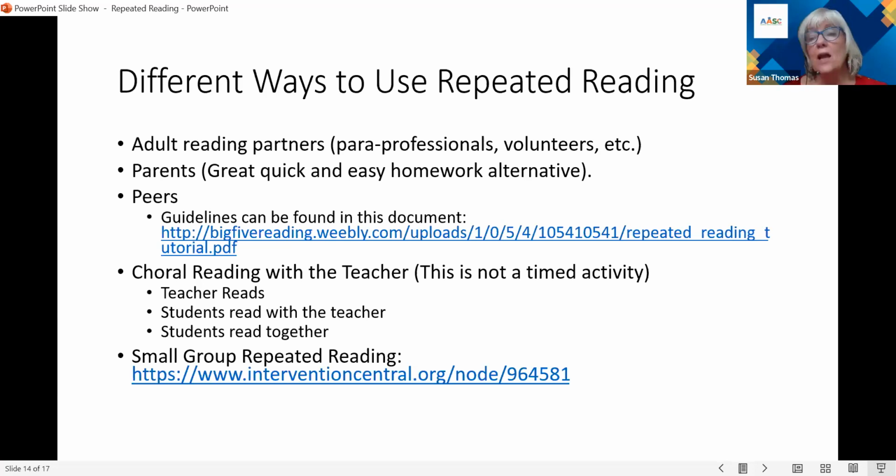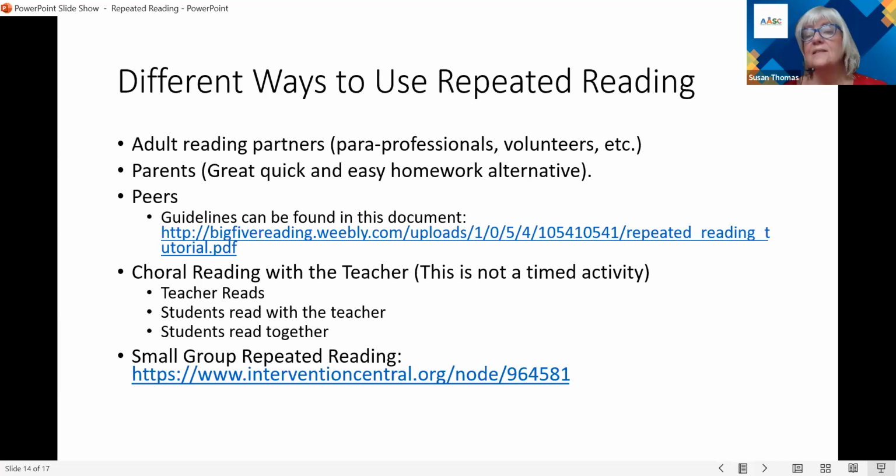It's a great homework alternative. So rather than sending home and saying, please read for 20 minutes, which for a child who has reading problems is like torture sometimes, sending home these short passages and asking parents to read it every night and graph it with their child as part of their homework, great practice, easy for somebody to put in place, doesn't take too long. We have busy lives, our parents work hard, and so that's something that's so doable.